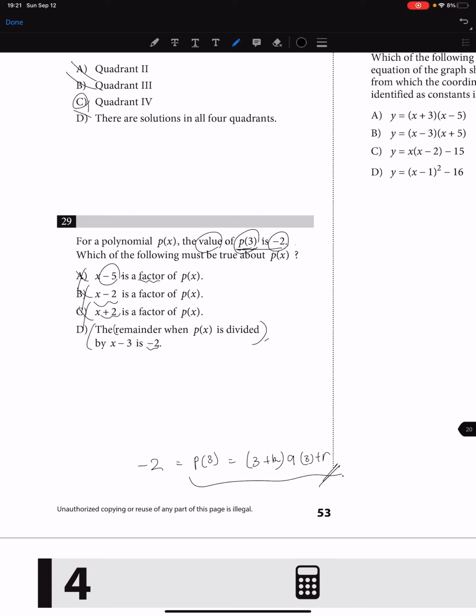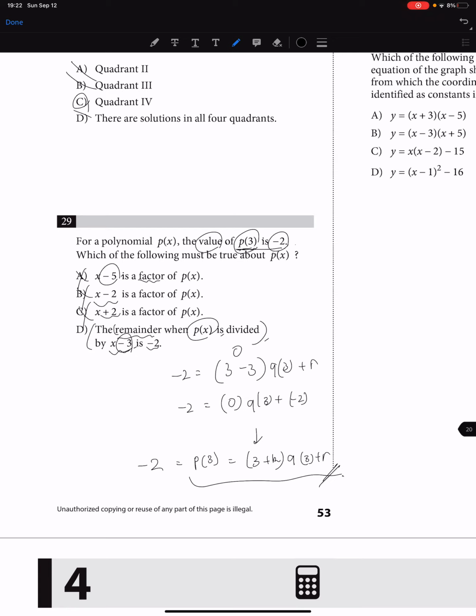But in this one, a specific situation is given. The remainder when p(x) is divided by x minus 3 is negative 2. So if we put this value in here, x minus 3, and we put this in the place of k, now q(3) is there, plus 3, then negative 2. It's 0 here, which means that 0 times q(3) plus negative 2.